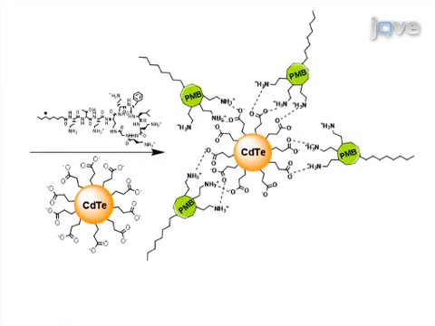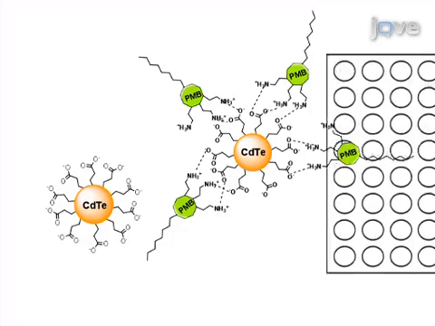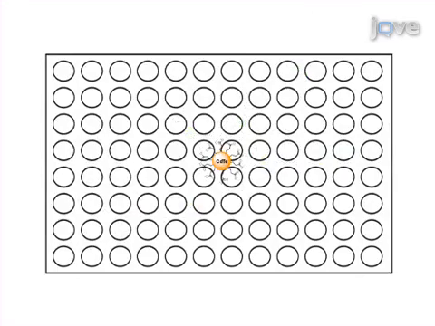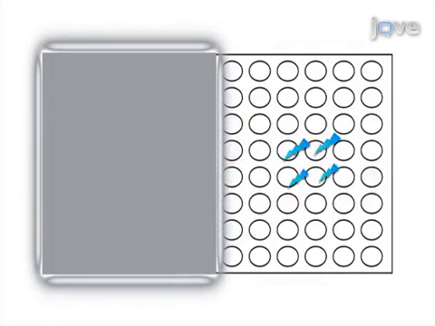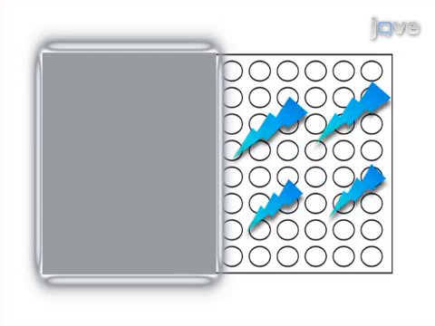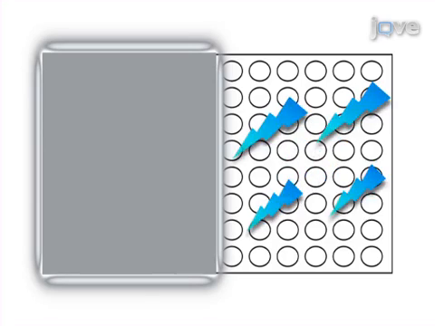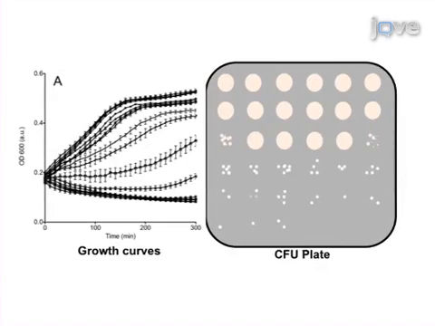Next, the quantum dots are conjugated to polymyxin B antibiotics. Plated bacteria are then treated with both antibiotic conjugated and unconjugated quantum dots, and half of the samples are subject to irradiation with 440 nanometer blue light for 30 minutes, which causes the quantum dots to generate excitons and reactive oxygen species. To assess the effect of quantum dot treatments on bacterial growth and survival, optical density readings are taken and colony counts are performed.